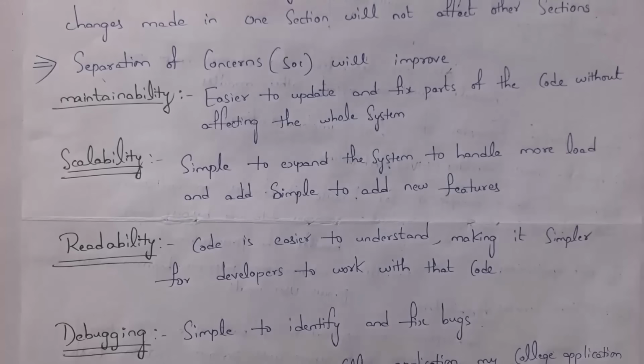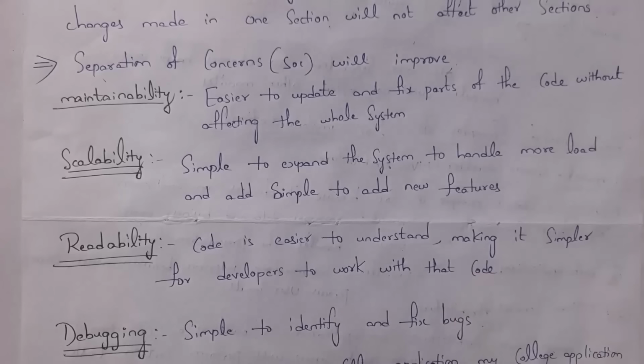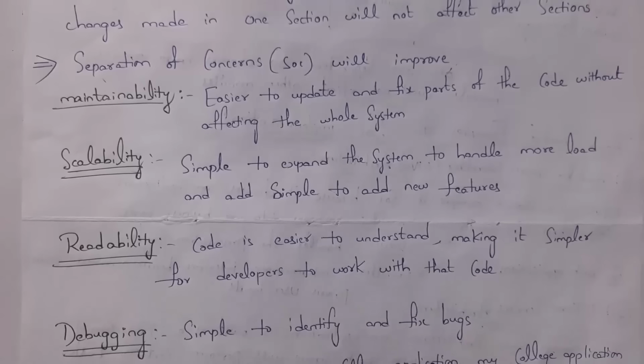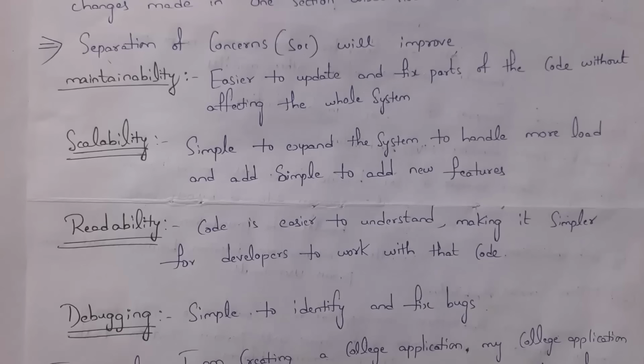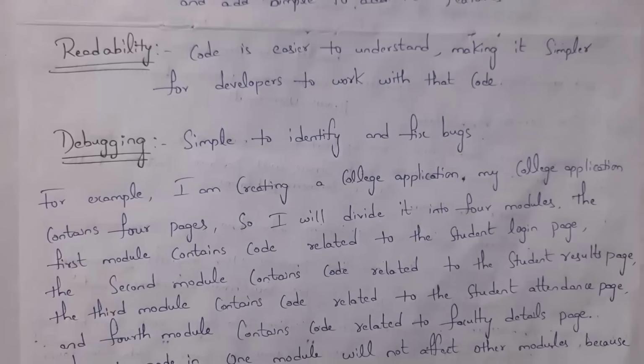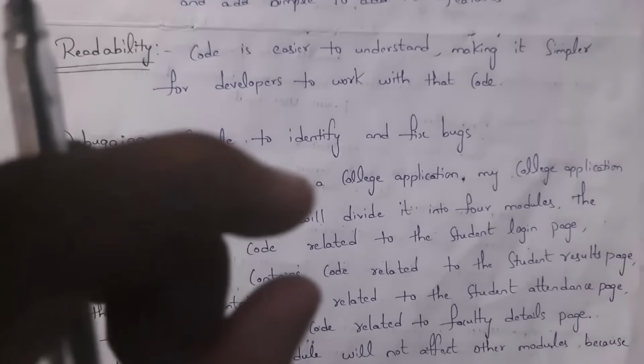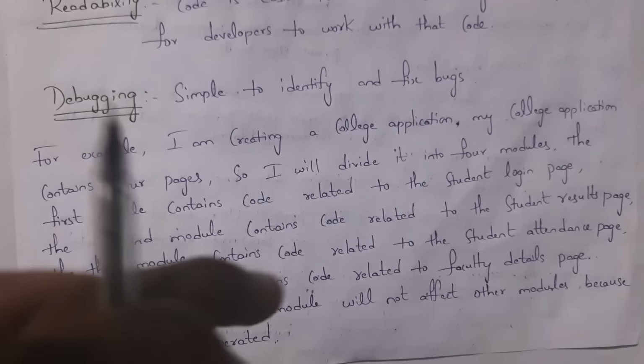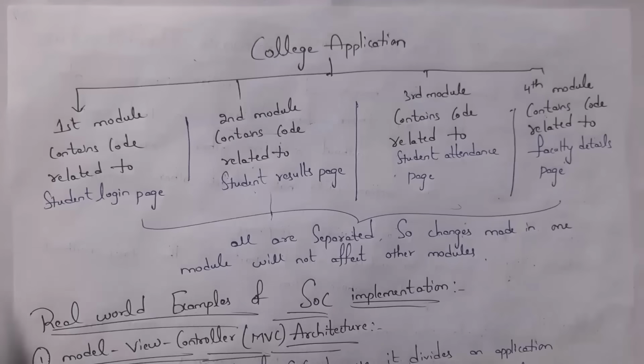Scalability means we can easily add new features to that particular software. And also it will improve readability. If we store the complete code in one place, then it is very hard to read. But if we separate code into various sections, then it is very easy to understand because it will look very small. And the fourth one is that separation of concerns will improve debugging. As the complete code is separated into various sections, we can easily find and fix errors. This is the meaning of debugging. I already explained this example. You just need to explain this college application example.